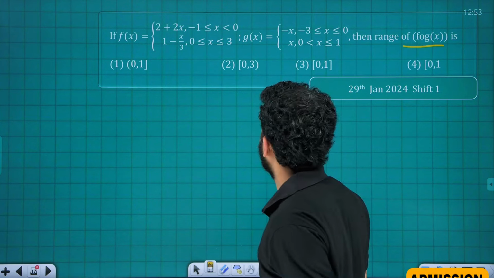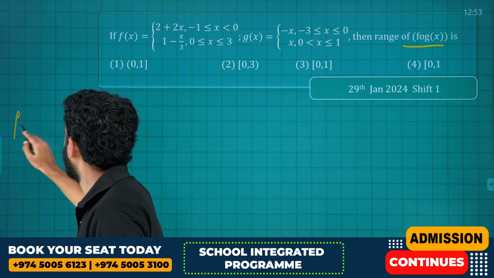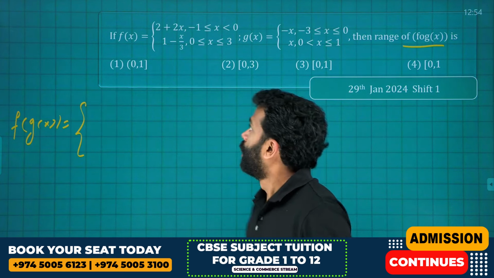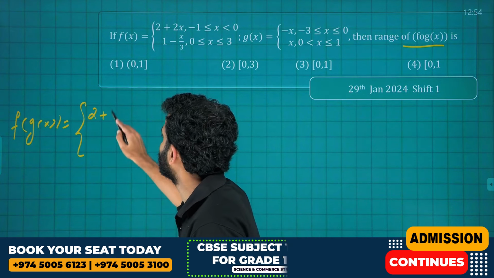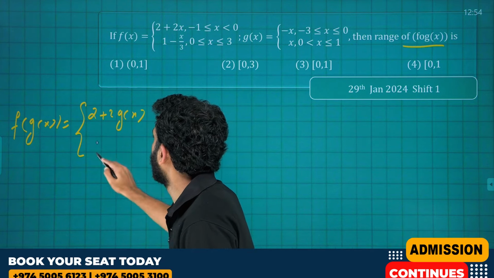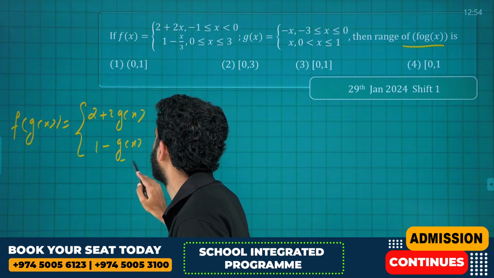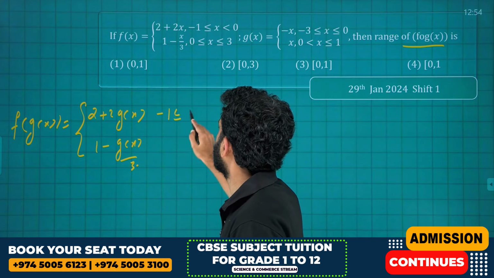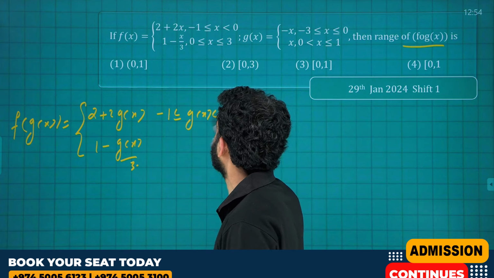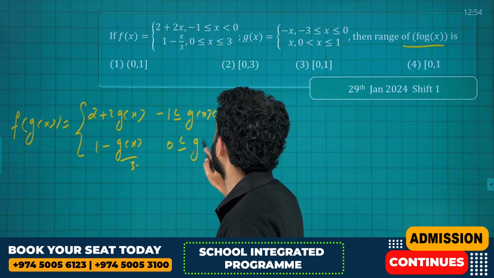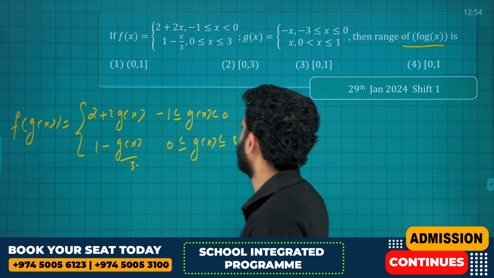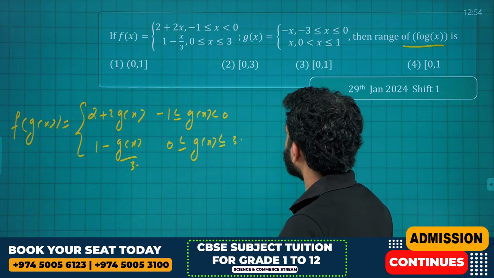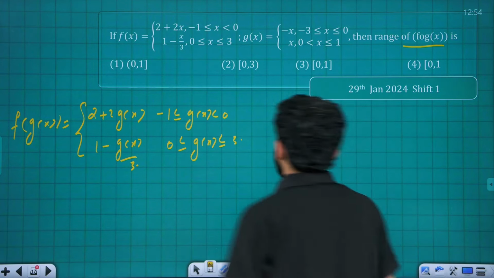Let's compose it first. f of g of x. So it will be 2 plus 2 into g of x, and 1 minus g of x by 3. Okay, hope you got the idea. And minus 1 less than or equal to g of x less than 0, and 0 less than or equal to g of x less than or equal to 3. It's a slightly tricky question. So let's formulate it. Let's draw the graph of g of x. I think it's easy also.